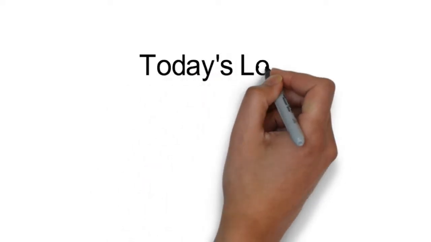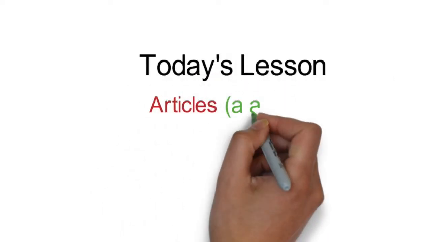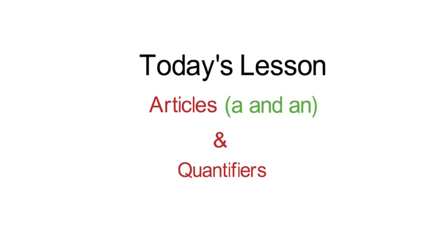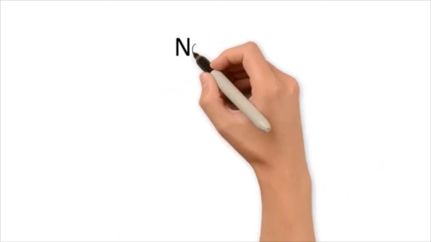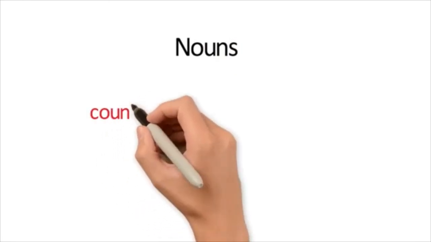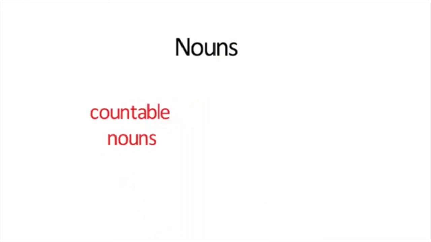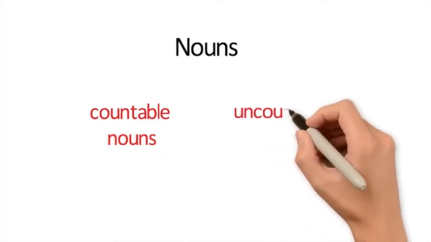In today's lesson, we are going to go over the articles and quantifiers such as many, a few, much. There are two types of nouns in English. They are countable nouns and uncountable nouns.